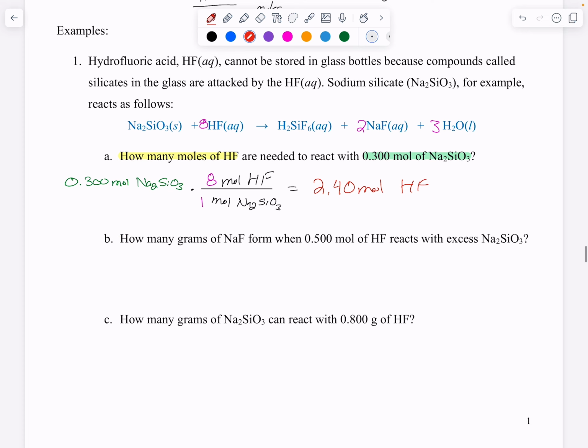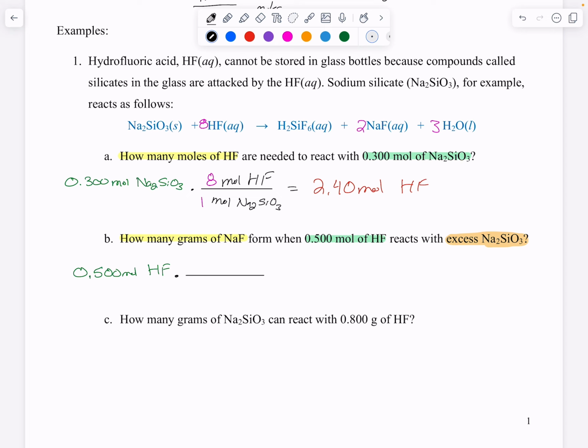So in this one, we just used the mole-to-mole ratio. In the second one, we got half a mole of HF, and we want to know how many grams of sodium fluoride we get with hydrofluoric acid, and we have excess sodium silicate. So I have extra Na2SiO3. All right. We're going to start with 0.500 moles of HF.